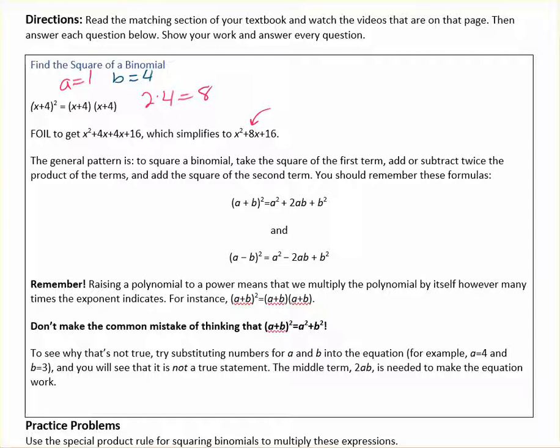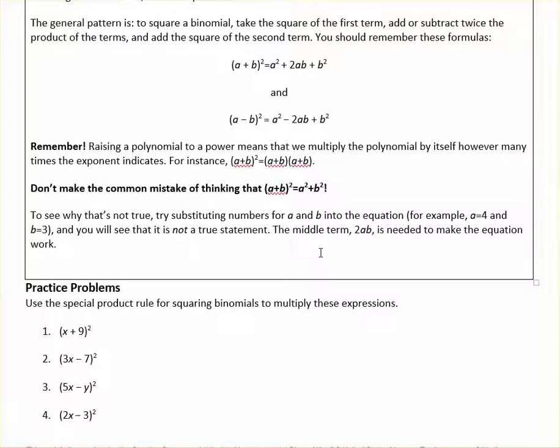Oh, I forgot the x here, sorry. A times b: a is x, so 4x times 2. There, now it's 8x. All right, so now let's look at some more examples. This is where the common mistake is here.